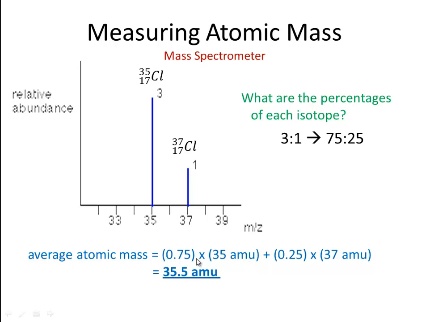So the peak at 35, that's the 75%, we convert that to 0.75, and then over here we multiply the 37 atomic mass unit peak by 0.25. And when you do that, you get 35.5 AMU. Okay. Now, take a look at this. This will blow your mind.